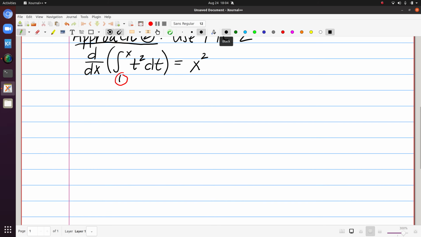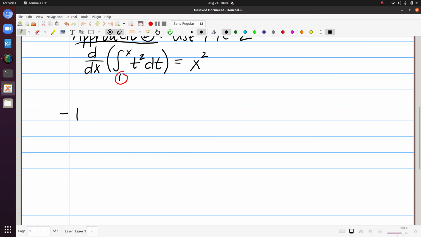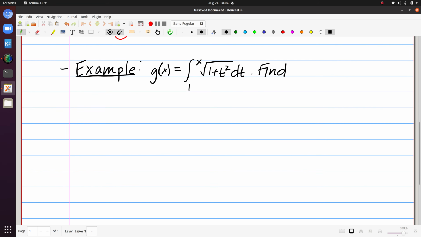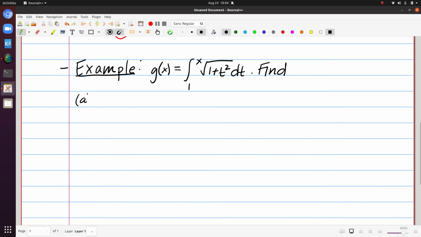So there are instances where we have to do a little bit of work with FTC2. So here I'm going to define g of x to be the integral from 1 to x of square root of 1 plus t squared. With that, let's find the derivative of several things.